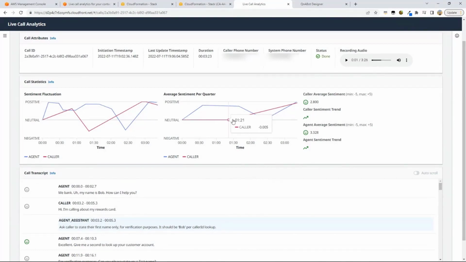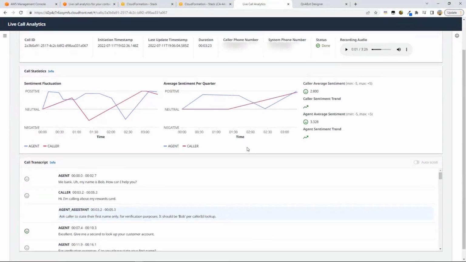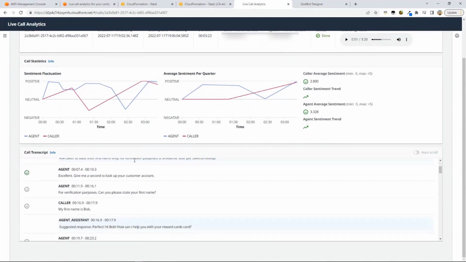And you can kind of see quarter by quarter during the call. If I had started off unhappy, we would have seen this line going down low, finish up happy, and that's what you want to see. You want to see a call with a trajectory heading upwards in terms of caller sentiment. But then the transcript itself.